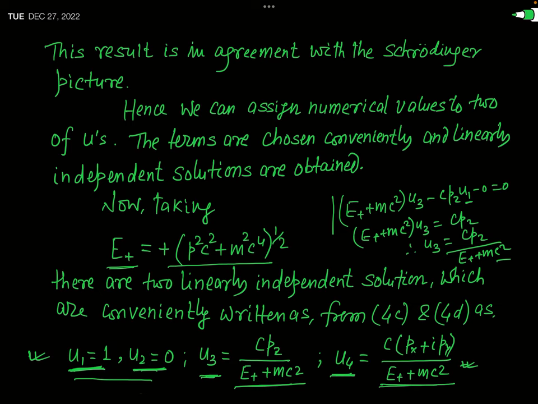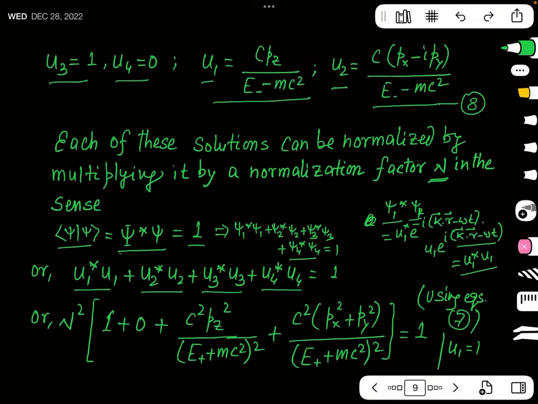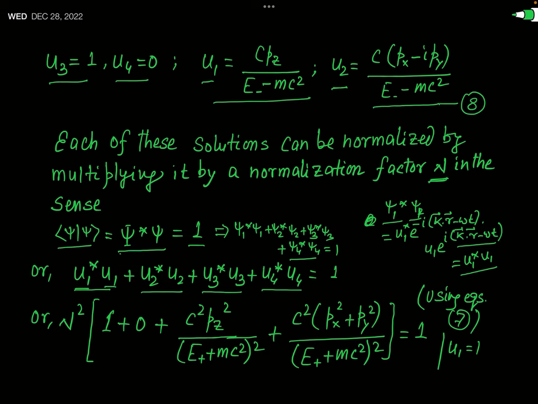Mark it. u4 is c times (px plus ipy) over E plus mc square, and when we take its conjugate, that will be c times (px minus ipy), divided by E plus mc square. And multiplying by the normalization factor n to each and every term, you will see this will be n into 1, n into 1. So n square will be a common factor in each term, where n is the normalization factor.